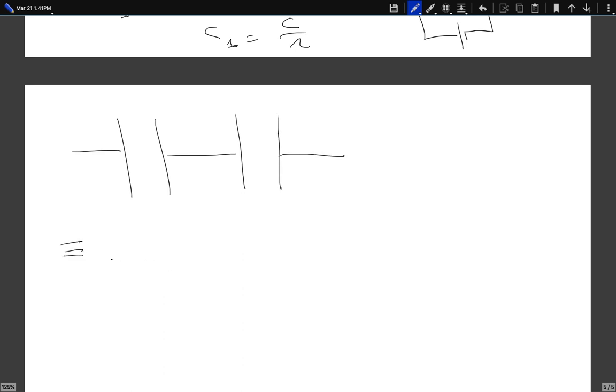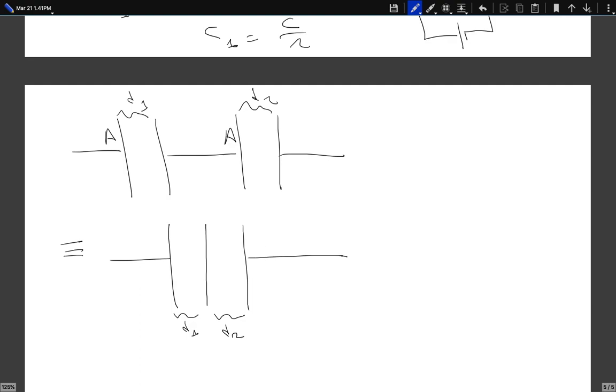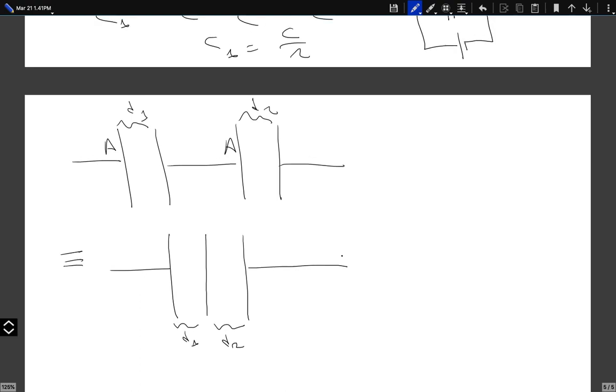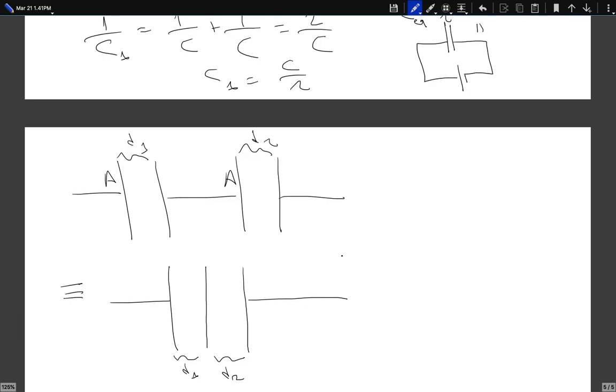This system is actually the same thing as this one. Let's say this is D1. This is D2. Again, for simplicity, assume they all have the same area. This one and this one basically have the same potential difference between this point and that point, because by connecting these two points by a wire, we are forcing them to have the same potential. So the potential difference between this point and this point is the potential difference across this wire plus the potential difference across this capacitor.